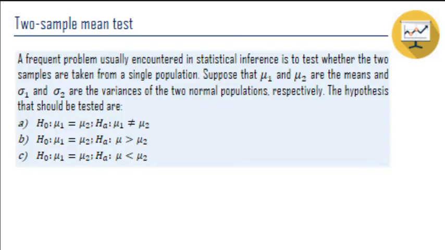And for letter B, the alternative hypothesis is that mu1 is greater than mu2, and for letter C, mu1 is less than mu2.